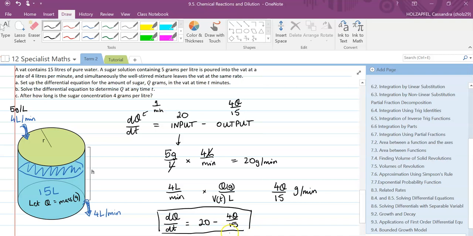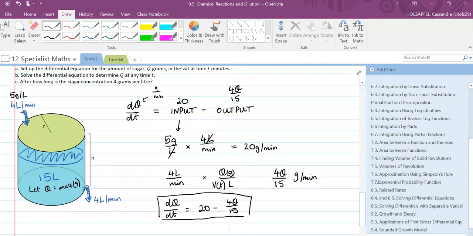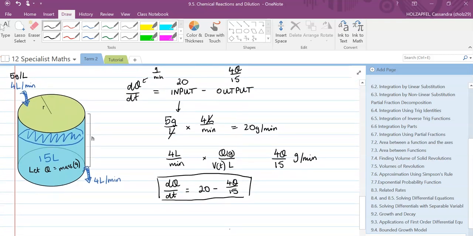So let's go ahead now and answer this next problem. Solve the differential equation to determine Q at any time t. Now in the last problem, our differential equation had 2 variables that had to be separated out, so it was a little bit more complex. But here you can see we're only going to be required to integrate this problem with respect to Q. So let's go ahead and rewrite this using the integrals.